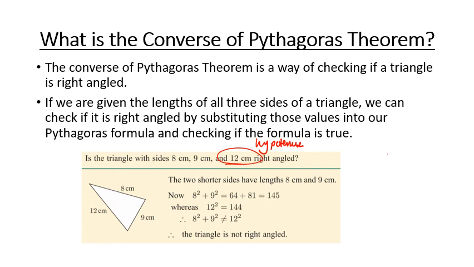Okay, and the other two lengths are going to be your A value and your B value. And remember, this is your C value. So you simply put that in, which is essentially what they've done here. They've worked out A squared and B squared, so A squared plus B squared gave 145. They've worked out that C squared is 144, so therefore it is not a right angled triangle because these two values are not the same. All right, and we're going to do some examples to show you that.